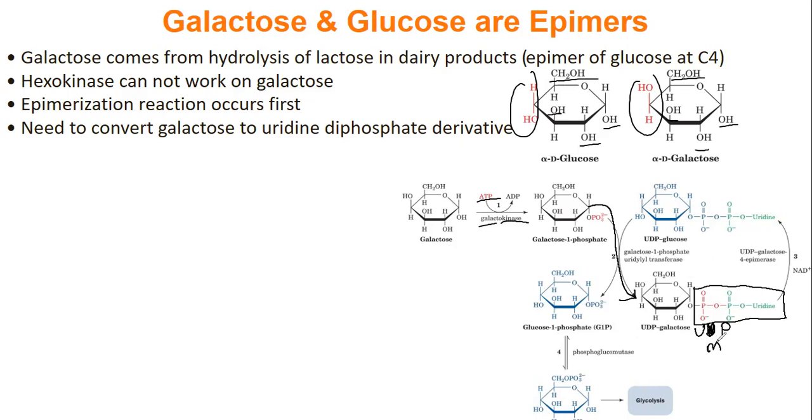Then what we can do, for whatever reason, it's interesting that evolution took this route. Once you're in the UDP galactose form, now you can make glucose. So we're going to do UDP galactose 4-epimerase. And we're going to take our carbon 4, we're going to flip it to make glucose. So epimerase is doing that for us. NAD plus is a cofactor for this. And we're not doing any redox, even though NAD is there. It just needs to be there for the enzyme to work.